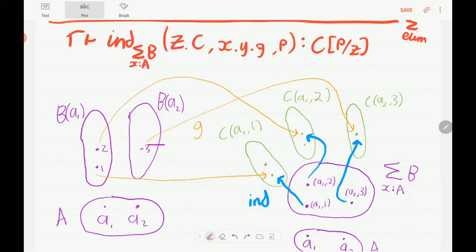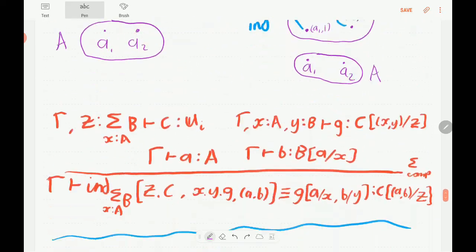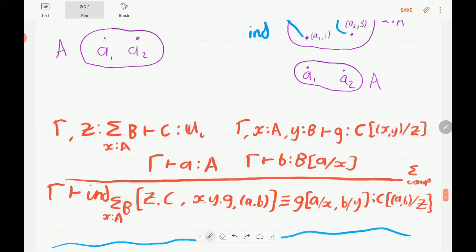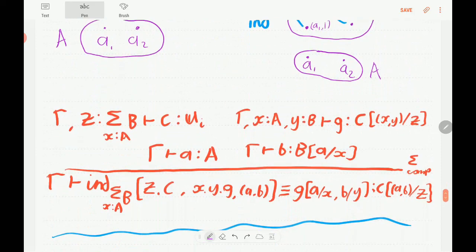And you see that this ind function basically works in a similar way to how G works on the corresponding elements of the total space. And that's actually formalized by our computation rule for the sigma type, which is basically what it says. But more formally, we've got a similar setup to before.